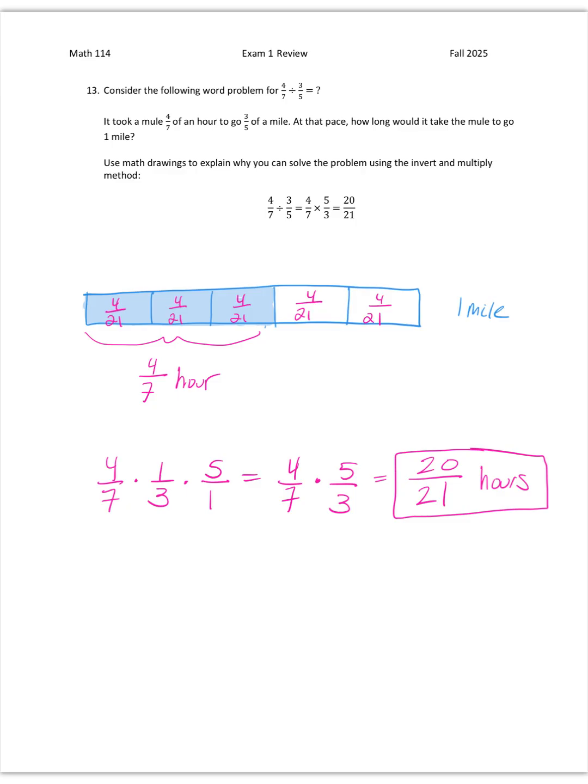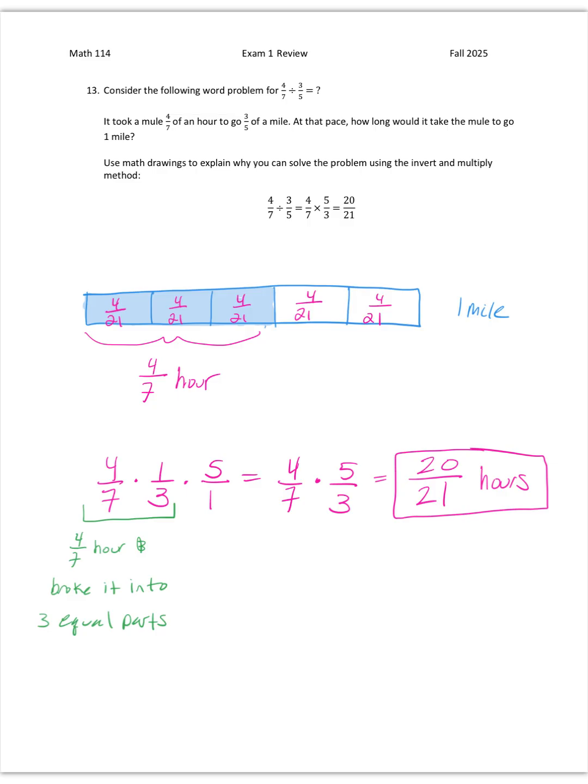I'm just going to add a couple more little annotations to hopefully make this clearer. So 4/7 times 1/3, we did that because we took our 4/7 of an hour and broke it into 3 equal parts.